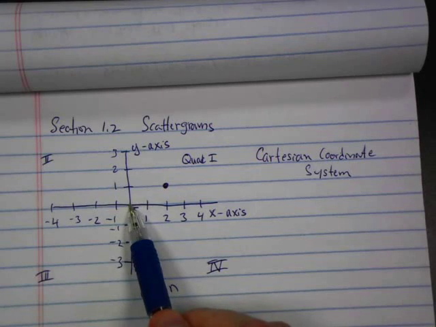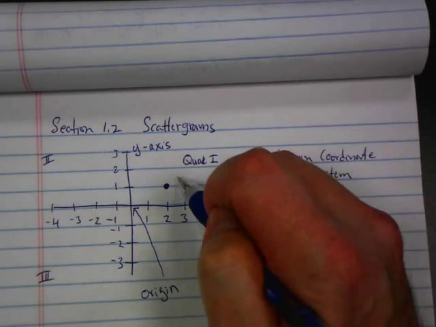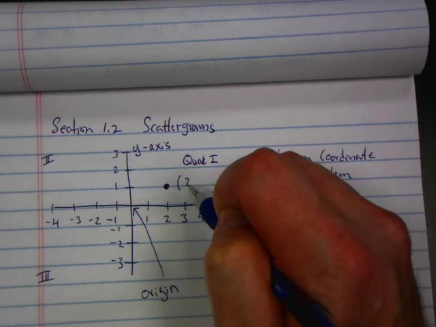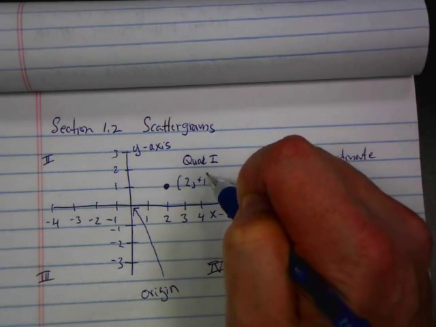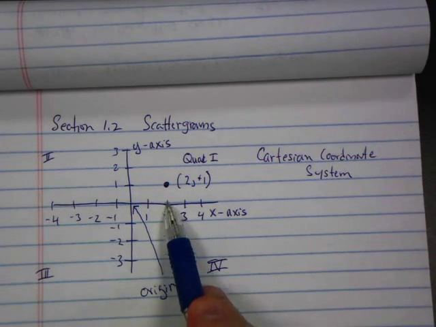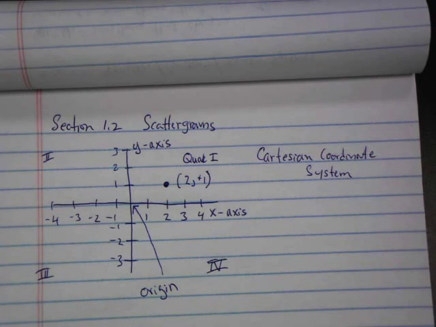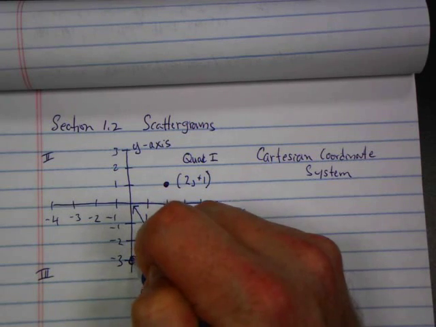So you start at the origin, you go over 2 and up 1. The left and right comes first. So this would be the point (2, 1). Oops, (2, negative 1). I wrote 2 comma positive 1. We start here, we go over 2, and then up 1. So that's 2 comma 1. Where people usually mix up the x's and the y's are points that are right here on the axes.